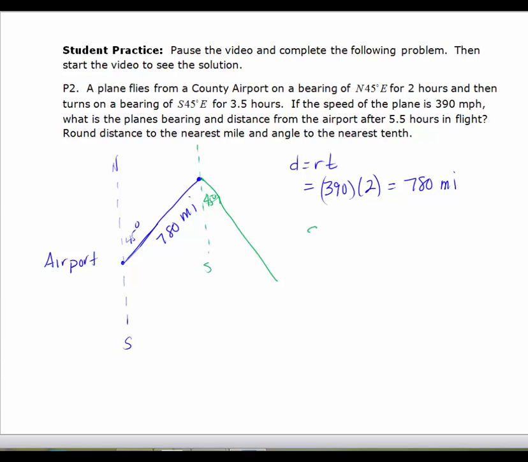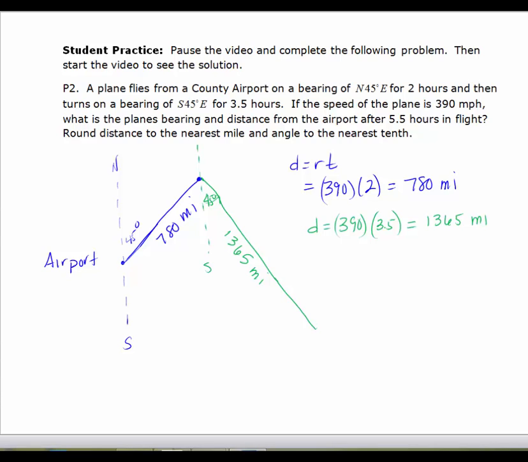The distance is 390. Only this time it's going to be for 3.5 hours, so 390 times 3.5. And we get 1,365 miles for this distance. Make that a little longer. Again, not drawn to scale, but I know that the distance is a lot longer. And I want to find the distance.